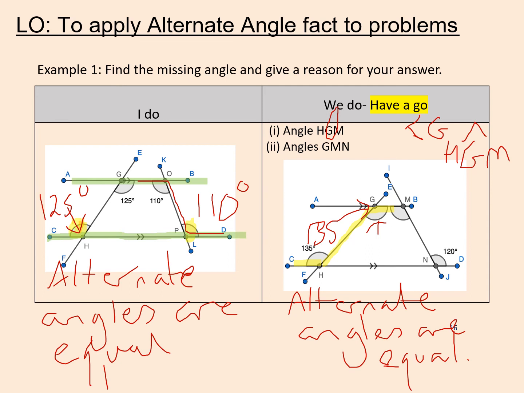I've got 120 down here. It means this one up here has got to be an alternate angle, 120. Let's follow the shape and check. Yep, that's definitely 120 degrees.